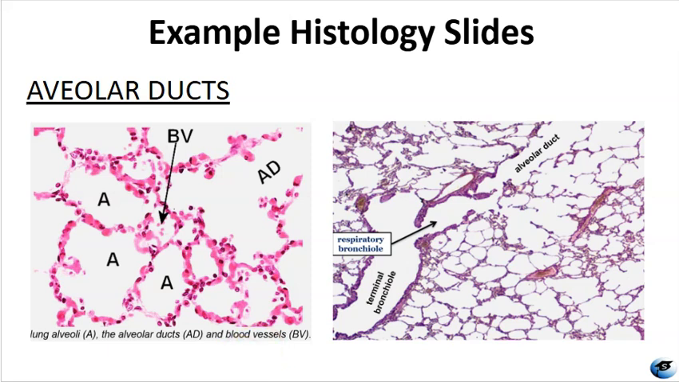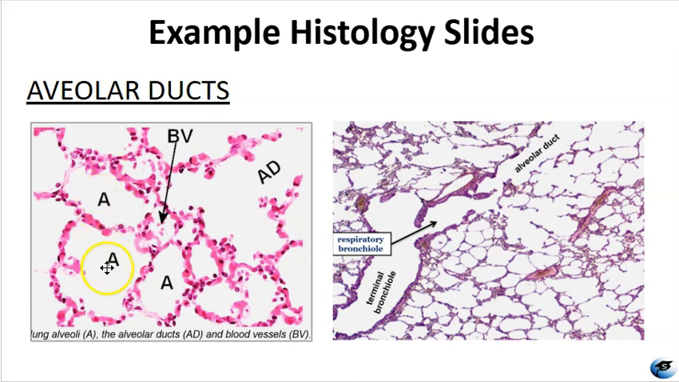These are some closer views of the alveolar ducts and sacs, and you will notice open bubble-like spaces between. These are the alveoli, okay? And this is a blood vessel, and this is an alveolar duct.